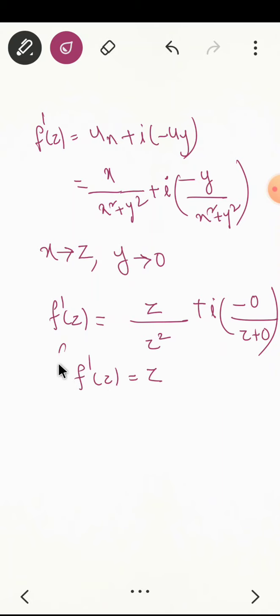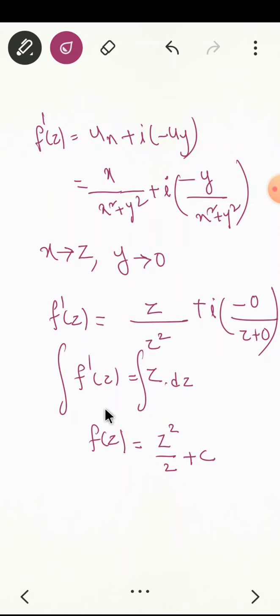Now you have to apply integration on both sides. Why? Because you have to find f of z. f of z is equal to z square by 2 plus c. Okay, only this is the answer for f of z. Hope you are getting it.